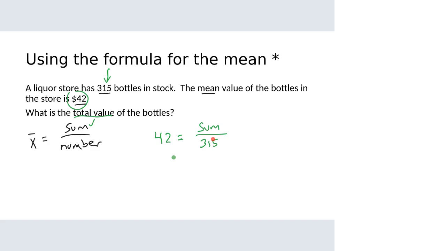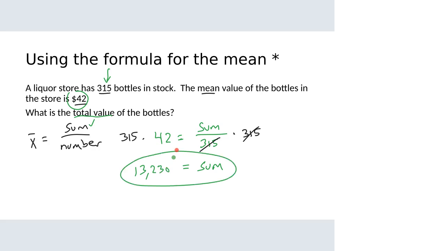I'm trying to get the sum by itself. So in order to get rid of that divide by 315, I'm going to need to multiply by 315 on the right and also multiply by 315 on the left. When I do this, these cancel. And now I have the fact that the sum is whatever 315 times 42 is. $13,230. So the inventory in this store is worth $13,230. I don't know what any bottle in the store is worth. I just know that if you add them all together, it would have to be $13,230.